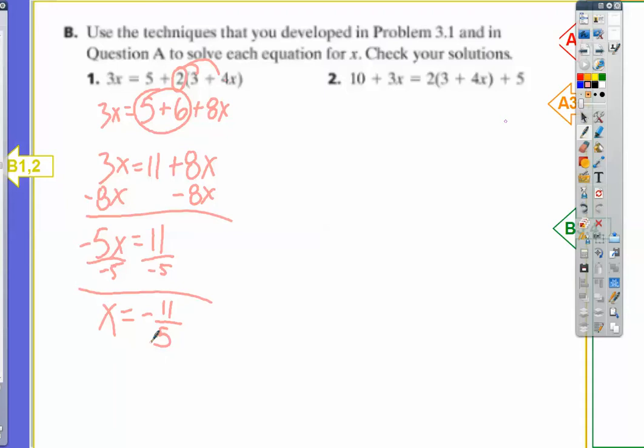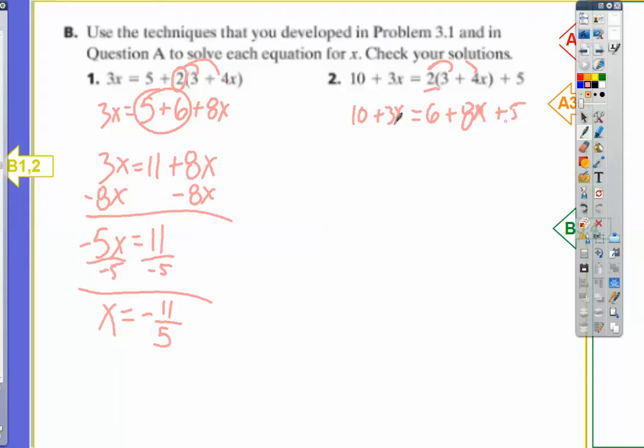In our second problem, we have a much longer problem. But do we? Not really. Oh, it's a little bit longer. But again, the process is the same. That 2 needs to be distributed. So we get 6 plus 8x plus 5 is equal to, and we've done nothing with this.